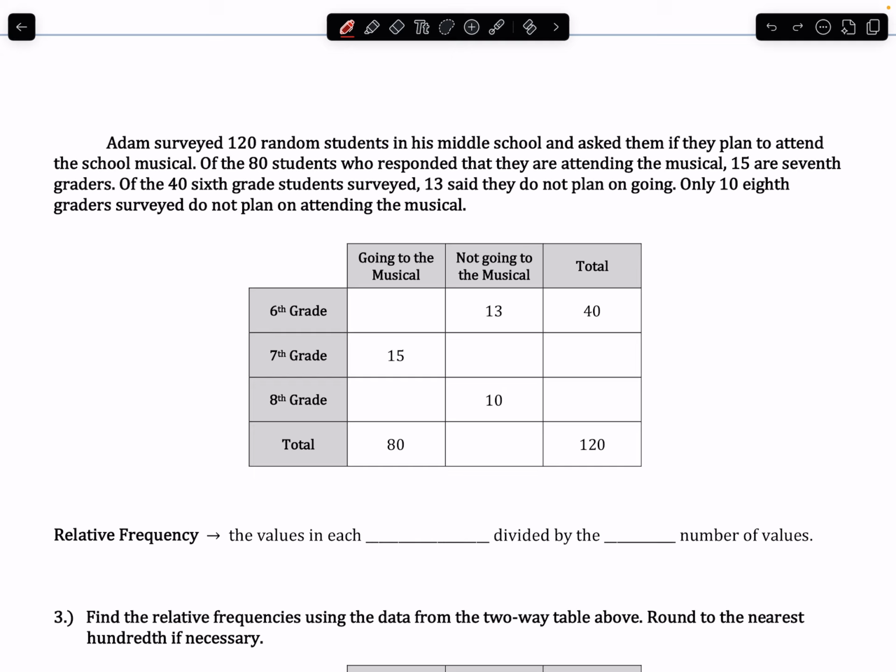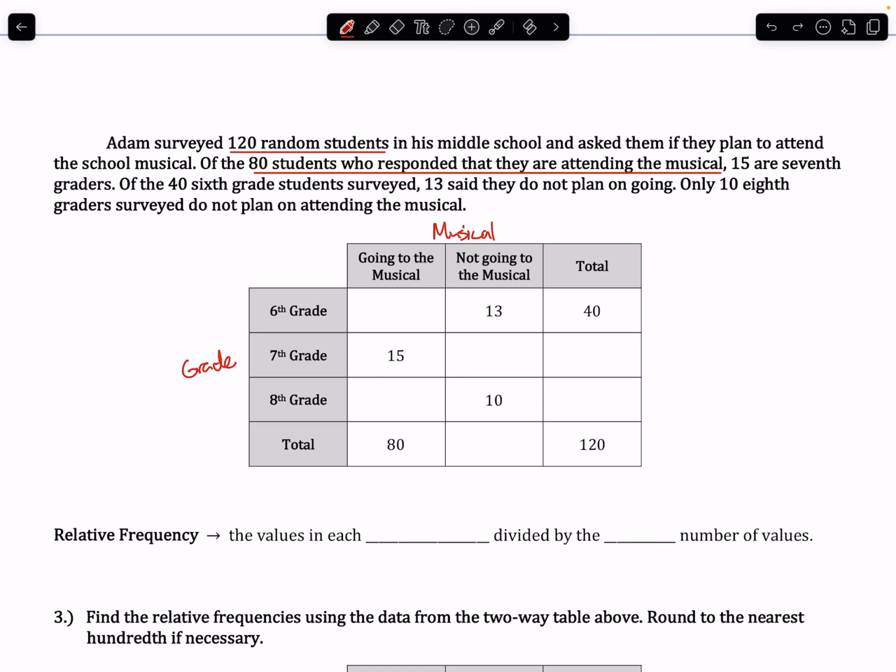So this one says, Adam surveyed 120 random students, which is why we have this total of 120, and asked them if they plan to attend the school musical. Right, so we have our questions about the musical, and then we have our grade levels down here on the side. What's your grade? Of the 80 students who responded, so we have 80 students who responded that they are attending the musical, there's our total.